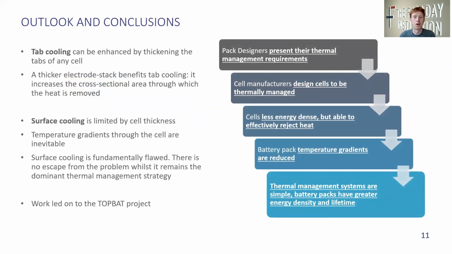Tab cooling can be enhanced by thickening the tabs of any cell, and a thicker electrode stack benefits tab cooling because it increases the cross-sectional area through which heat is removed. Therefore, tab cooling is theoretically unlimited by cell thickness. This is great for modular prismatic designs that are beginning to dominate the R&D presentations at conferences. We strongly believe that tab cooling has potential to significantly advance the battery pack design industry.